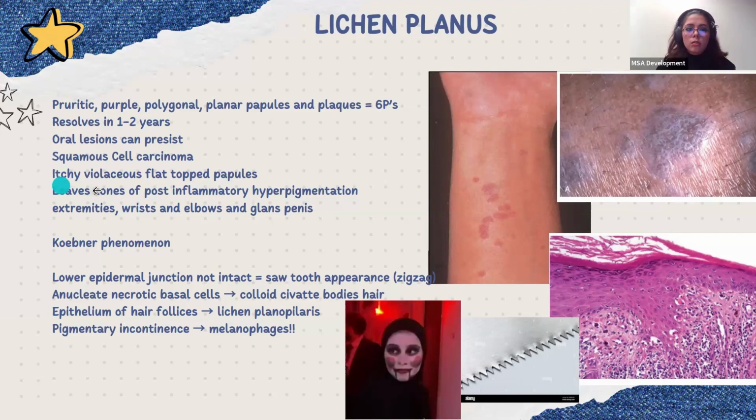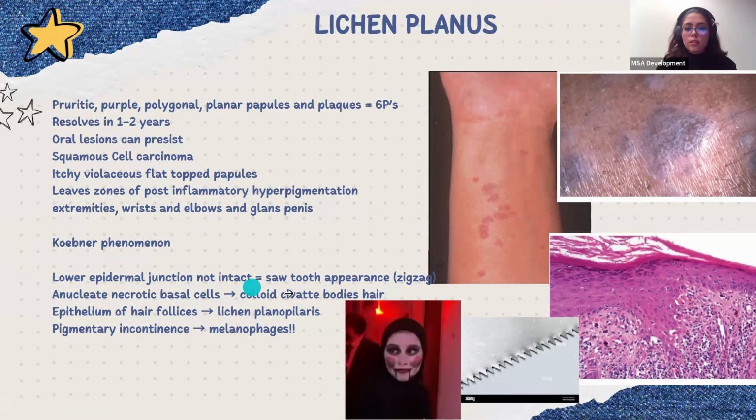Itchy, flat top papules leave zones of post-inflammatory hyperpigmentation. This is the purple stuff. Extremities, wrists, and elbows, and the glans penis are involved. There's something called the Koebner phenomenon, which is that if you get a trauma, that area of the trauma will become purple.